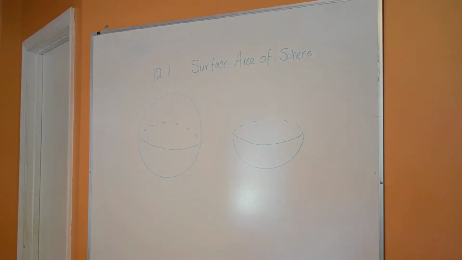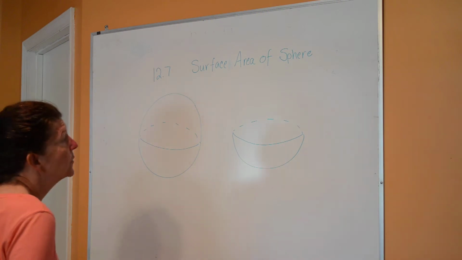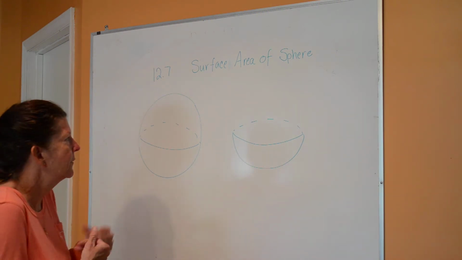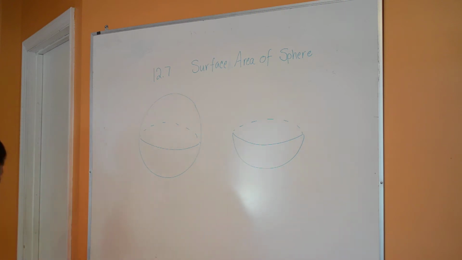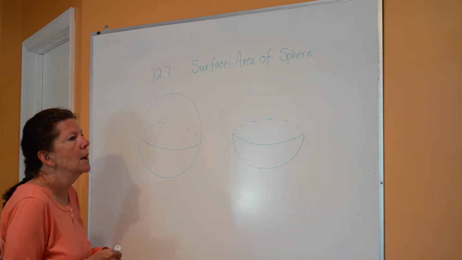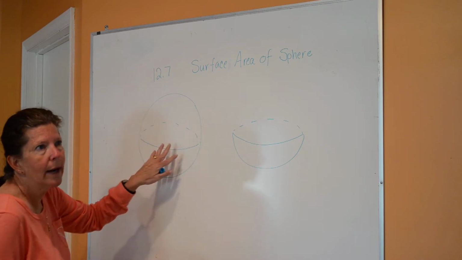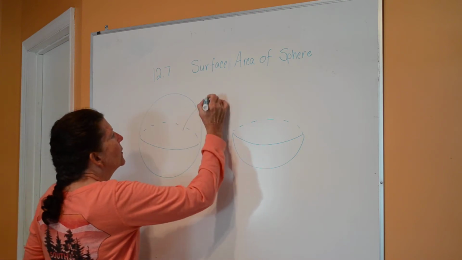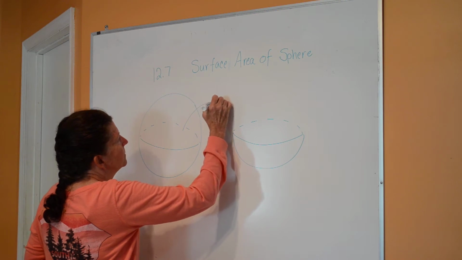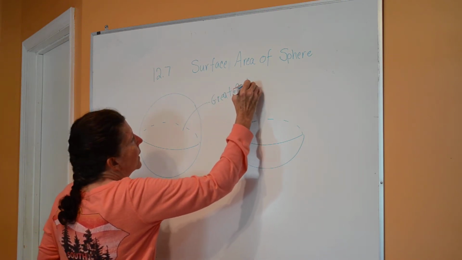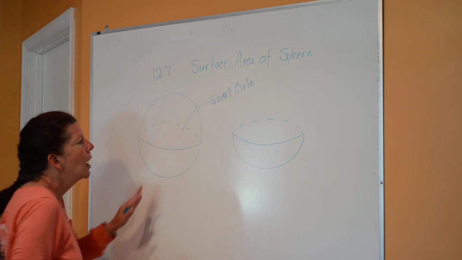Today we're doing section 12.7, which is the surface area of a sphere. Now, a sphere is a ball, if you will. A couple things that you're going to need to know as far as terminology goes. The equator of the ball is called the great circle. Sometimes they'll give you the area of the great circle.